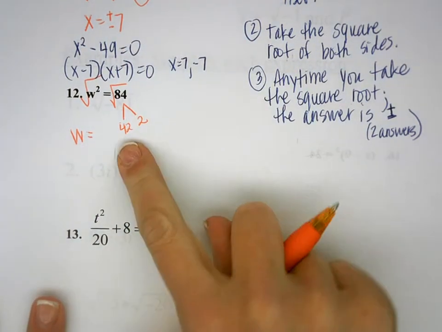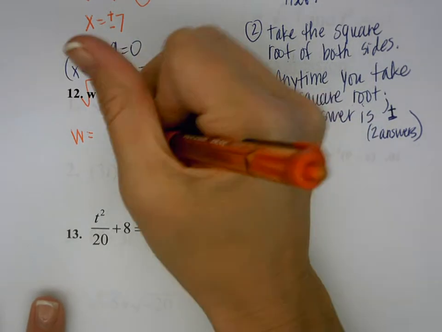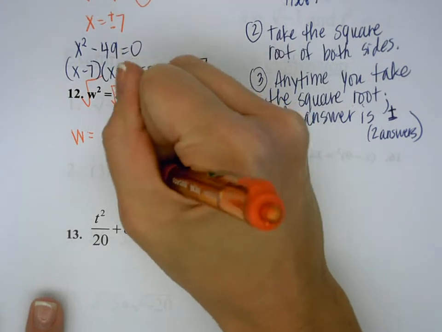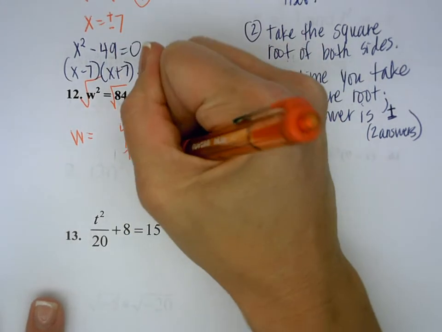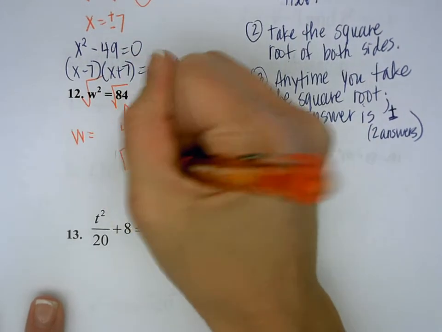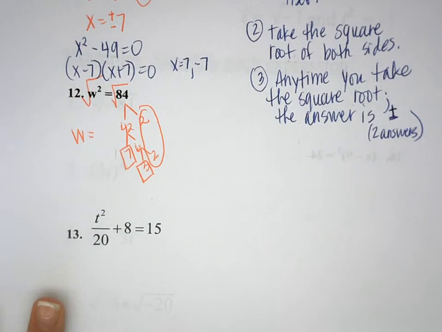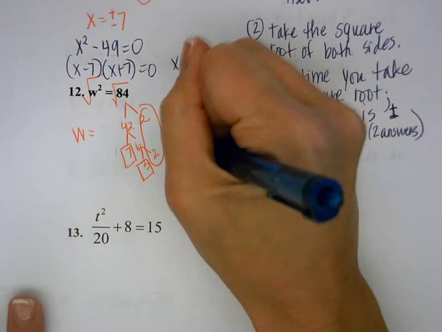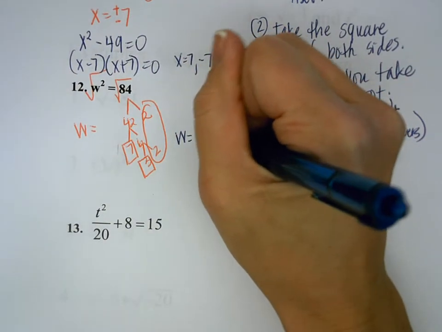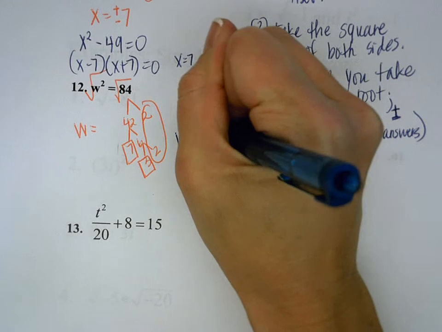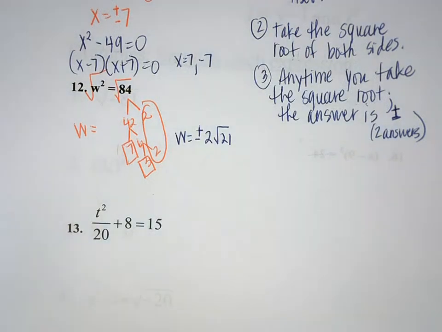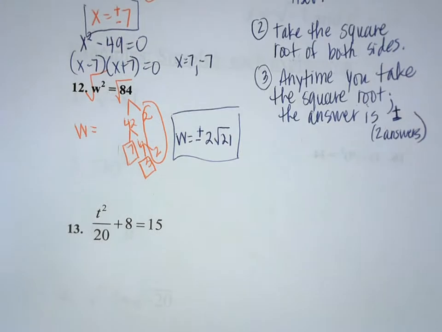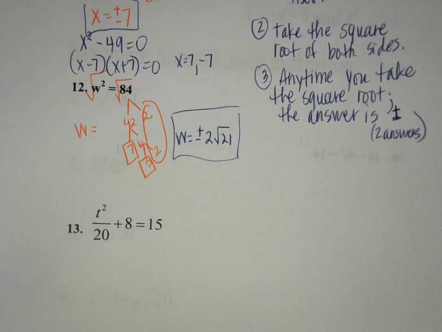And then 42, I know, is 6 and 7, right? And then 6, I know, is 3 and 2. So I have a pair of 2's, I have a 7 left over, and I have a 3 left over. So when I write that, it's going to be what? Good. 2 radical 21, and it's plus or minus. Exactly. And that's your answer. Are we okay? All right.